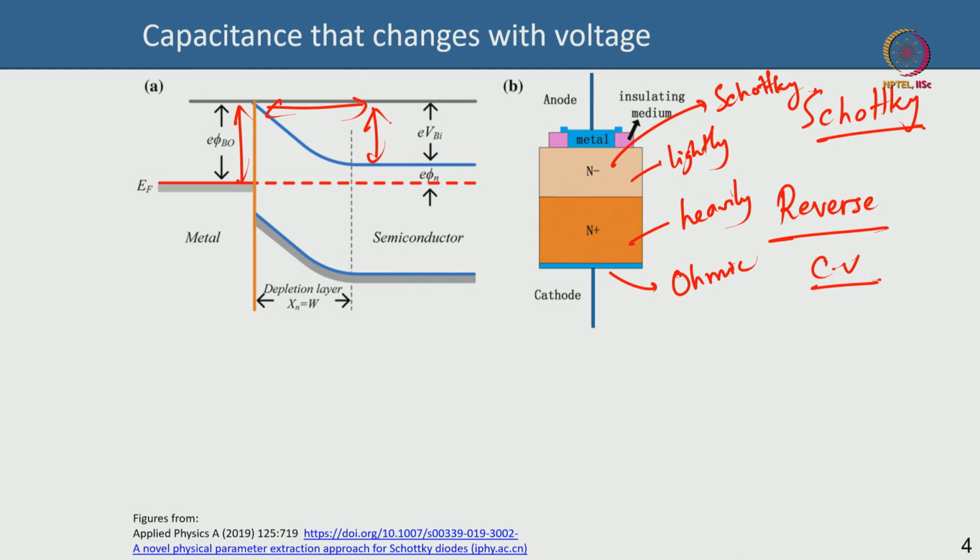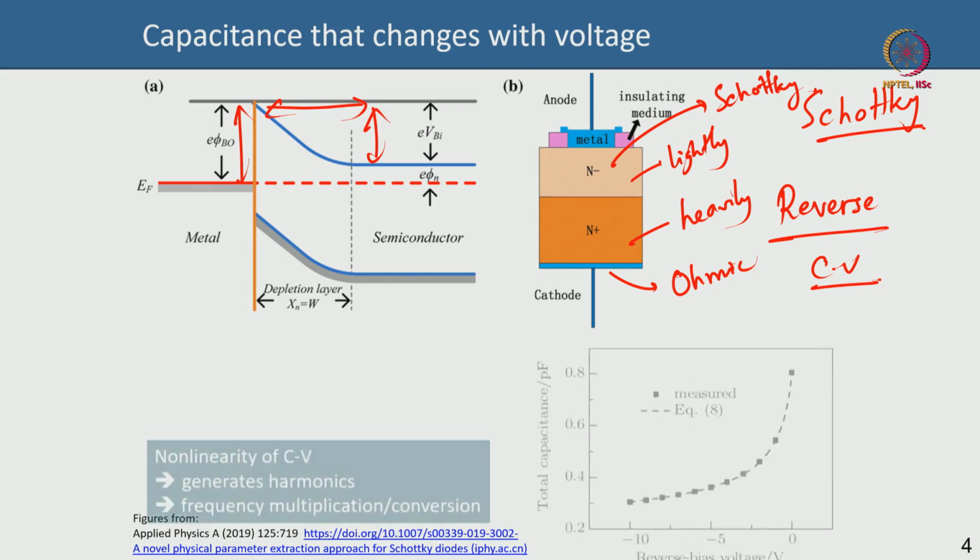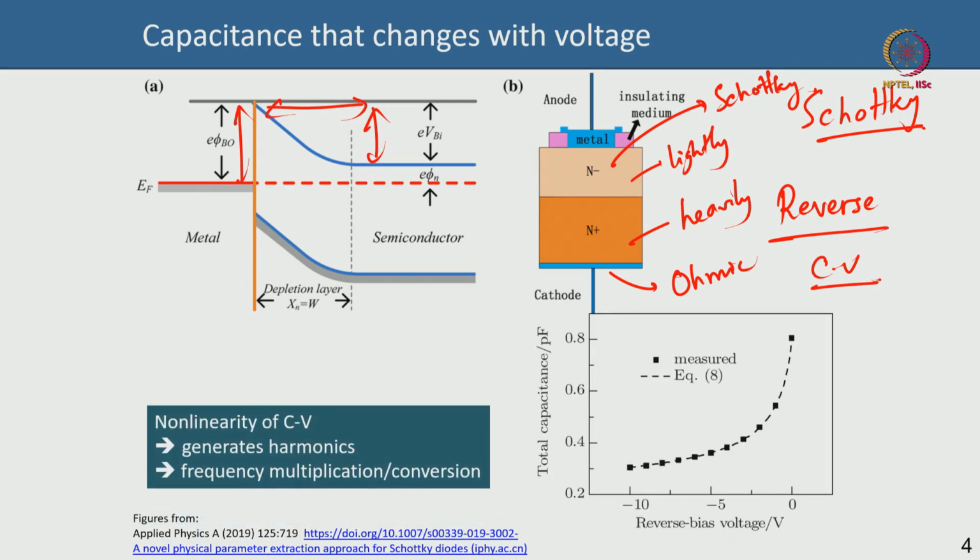So this is the classic picture of a Schottky barrier diode, all of you know it. If I plot the CV characteristics of this diode, how will it look? This is how it will look. From 0 to some reverse bias, it goes like that, right.